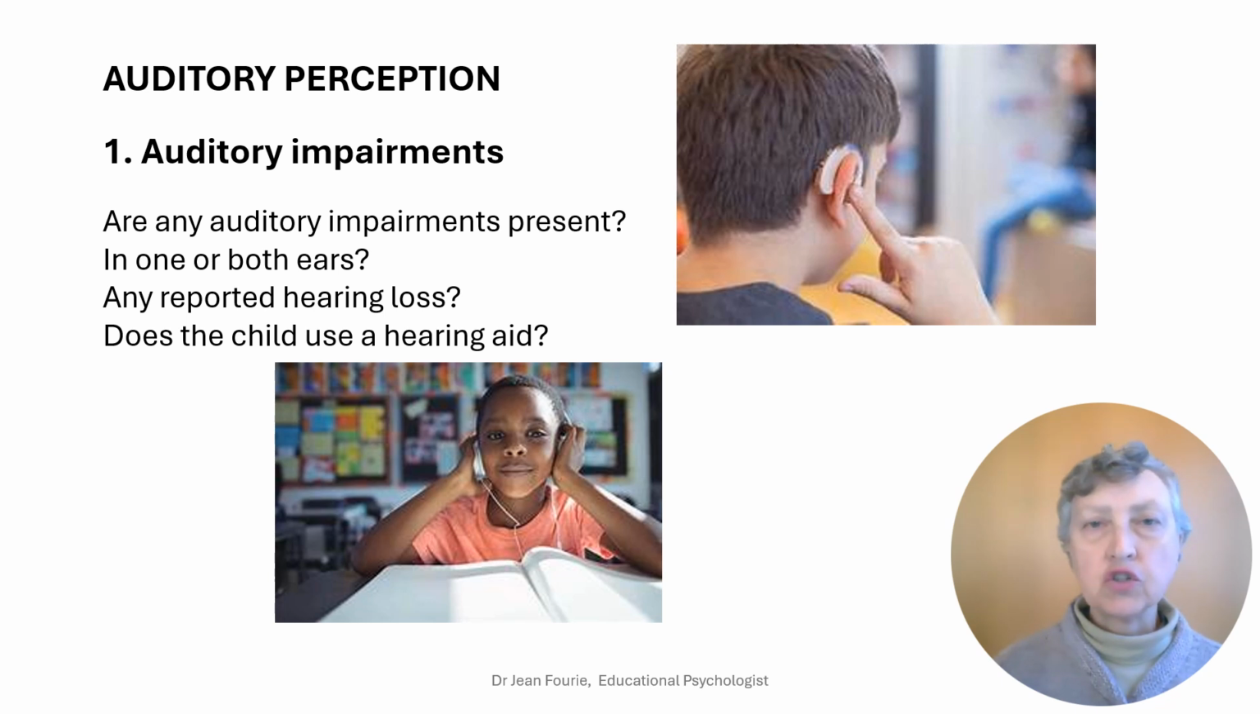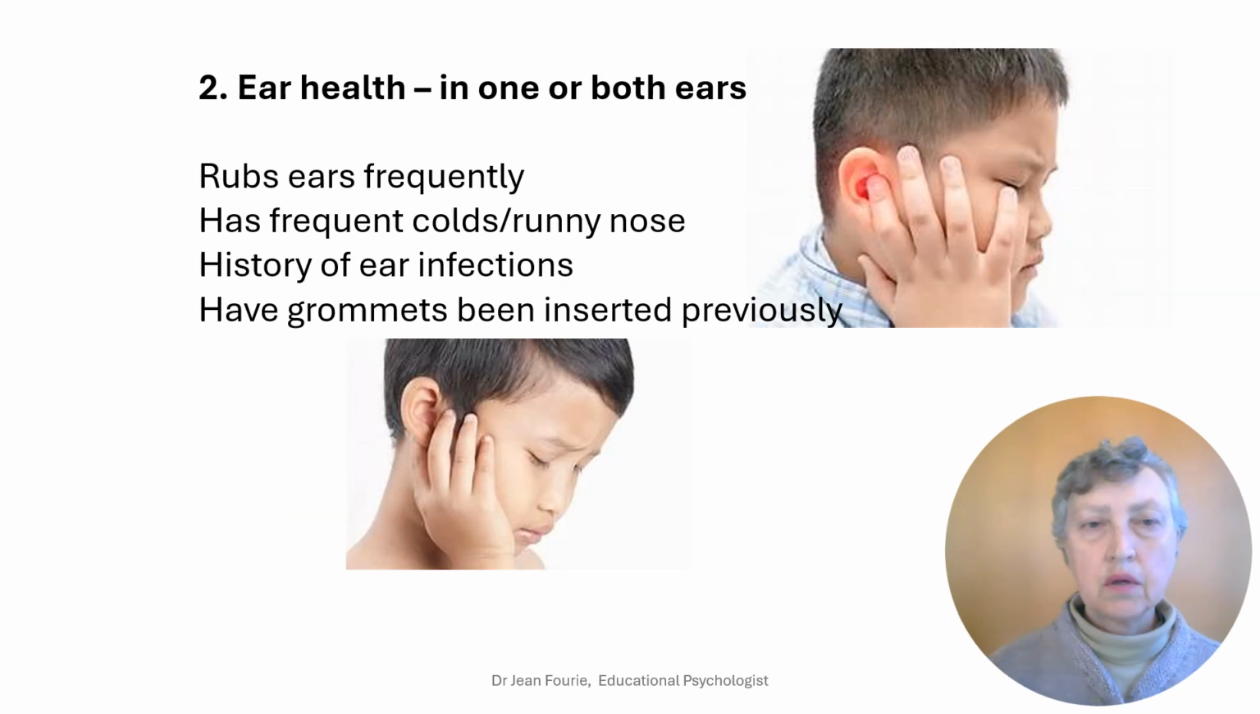on the observation checklist. In Part 2, observe and record any signs of difficulties with ear health in one or both ears. Does the child rub the ears frequently? Does the child have frequent colds or runny noses? Is there a history of ear infections or an indication of the child having had grommets inserted previously?